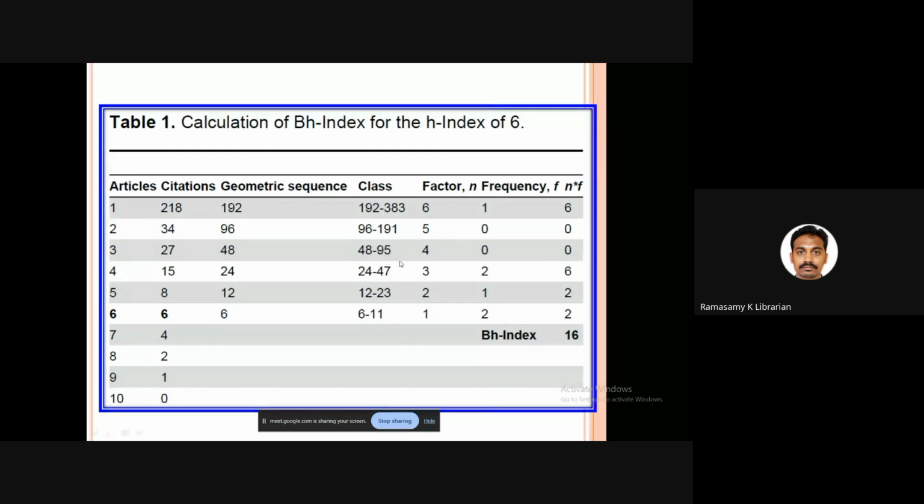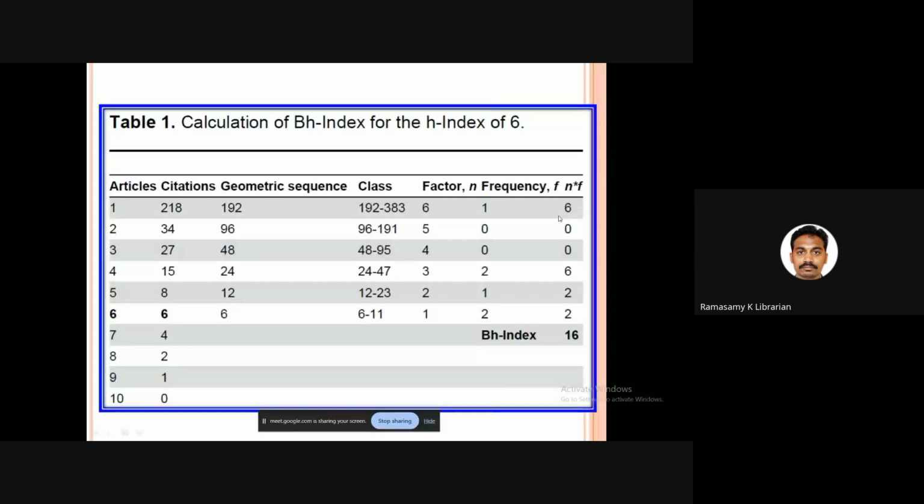See here, how many papers are available in this particular range? Only one paper is there. In this range, no paper. This range, no paper. What about the number of papers with 24 to 47 citations? Here one paper is there. 24 to 48, 2 papers are there. I have done 2 papers here. Then you multiply 1 into 6, 6. 4 into 0, 0. 3 into 2, 6. You add all these answers. You get 16. 16 is his DH index.